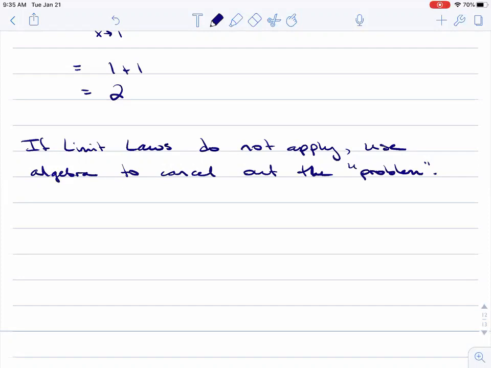Sometimes we might have a problem in the square root, where we're taking the square root of a negative number. That's not allowed either.